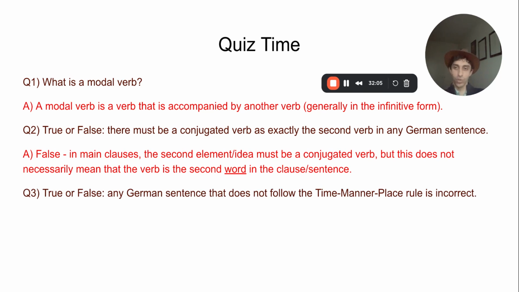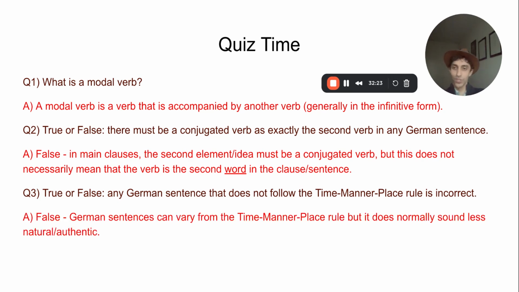Okay, question 3 is true or false again. Any German sentence that doesn't follow this time, manner, place rule is actually incorrect. Grammatically incorrect in German. Okay, let me show the answer for this. This is actually false too.